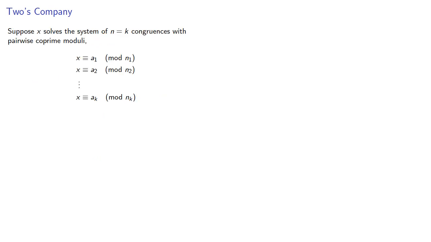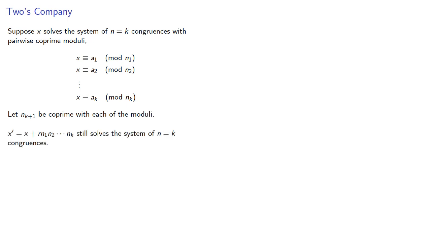So suppose x solves a system of n equals k congruences with pairwise coprime moduli. Let n_{k+1} be coprime with each of the moduli. Then x prime equals x plus some multiple of the product of all the other moduli still solves the system of n equals k congruences. And since n_{k+1} is coprime with each of the others, then the greatest common divisor is 1.